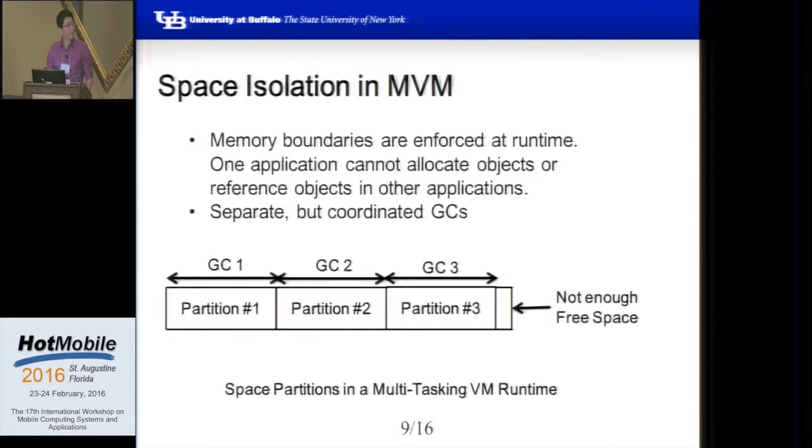For example, here in the slides, it shows 3 partitions. Each of them has its default garbage collector. And if I use the previous example, when the amount of memory is low, the VM may not satisfy the allocation from, let's say, partition 3.